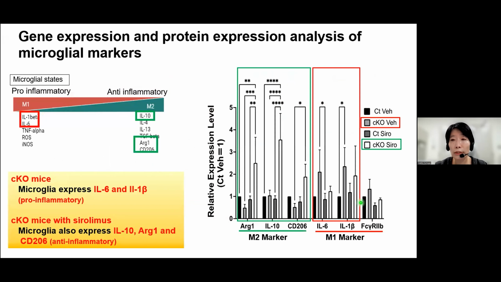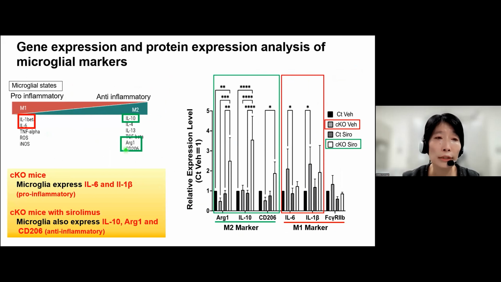Microglia can be categorized into two main properties: pro-inflammatory M1 or anti-inflammatory M2. These polarization states change depending on the surroundings. Some marker genes are known to be expressed in each state. So we analyzed the expression of M1 and M2 marker genes in microglia by using quantitative RT-PCR. In this graph, the gray bar is cKO with vehicle, and the white one is cKO with Sirolimus. M1 markers, IL-1α and IL-1β, tend to be highly expressed in cKO mice, this gray bar, while the M2 markers were predominantly elevated in Sirolimus-treated cKO mice, this white bar.